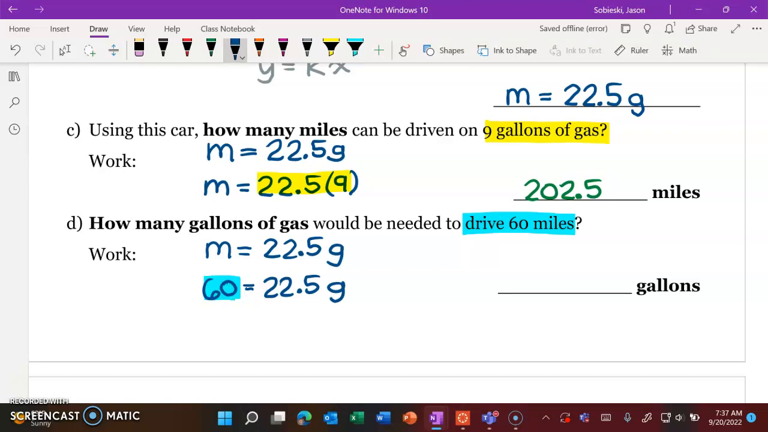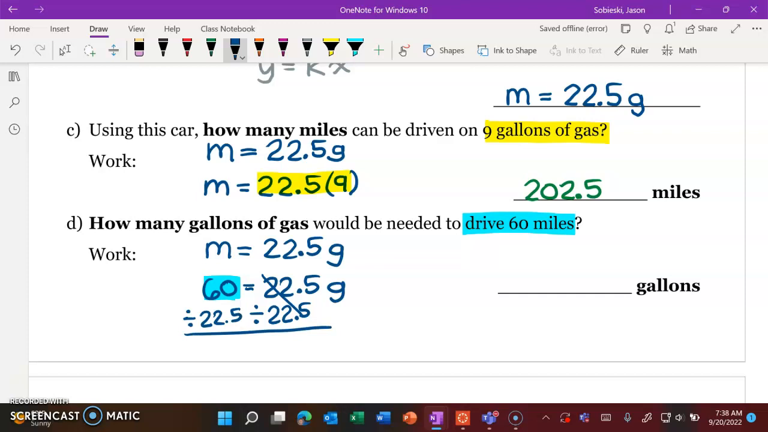Right? So in other words, 22.5 times some number will equal 60. So you have to figure out what number needs to go in for G in order to make this true. Maybe you can think about it this way. Well, if you divide out 22.5 from both sides of the equation, you'll be able to solve for this.